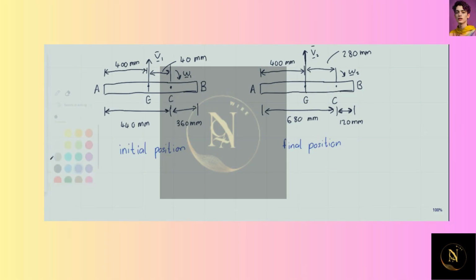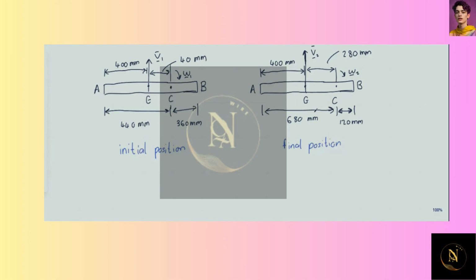So firstly, for this problem, let's draw a diagram for the initial position of the assembly and the final position. At the initial position, the mass center of the rod at point G obviously lies at the center, which is 400 millimeters from either end, A and B. The mass center moves with linear velocity v bar 1, and the distance between G and C is 40 millimeters. Between A and C is 440 millimeters. Between C and B is 360 millimeters. The assembly moves with angular velocity omega 1.